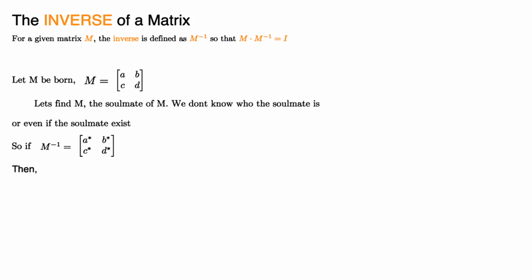So [a, b; c, d] multiplied by [a*, b*; c*, d*] should be equal to the identity matrix, which is [1, 0; 0, 1]. Taking this product and equating it to the identity matrix can allow us to solve for the inverse. But before we solve, we have to recognize that we have the product of two matrices on the left-hand side. When multiplying matrices, we must first separate the first matrix into rows and the second matrix into columns.